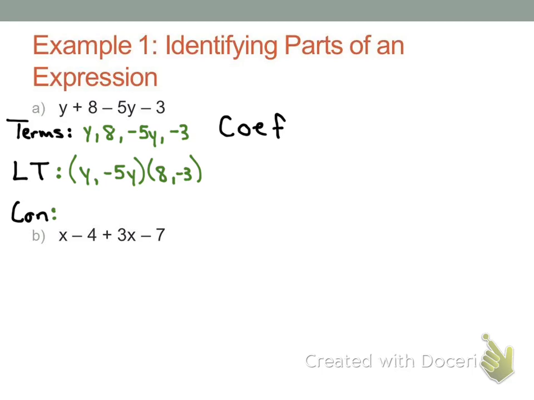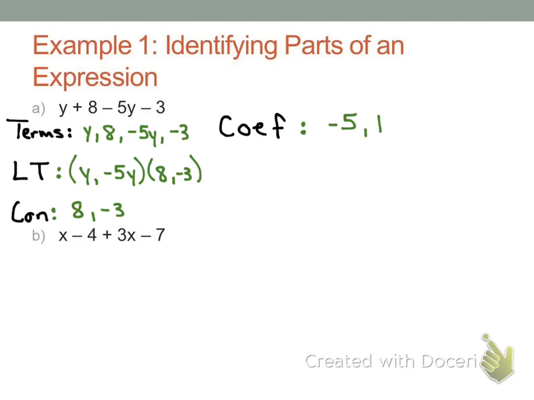My numbers that stand alone. Isaiah? 8 and negative 3. Very good. 8 and negative 3. My numbers that stand alone. Now, what about my coefficients, Colin? The coefficients would be 5. Close. Negative 5 and 1.